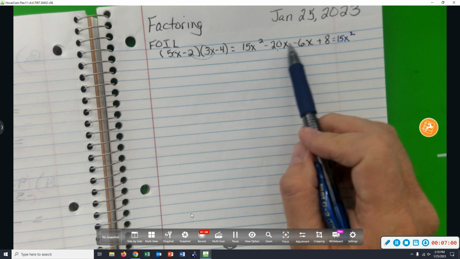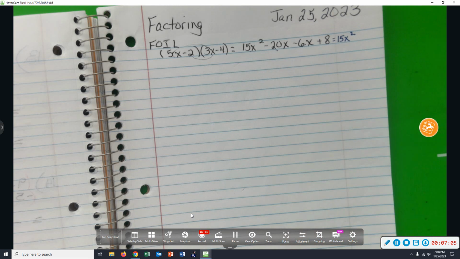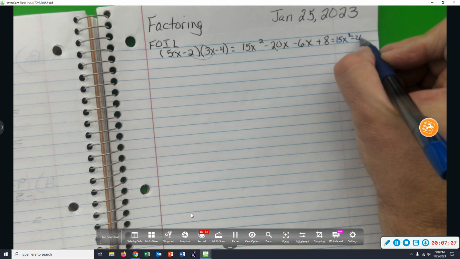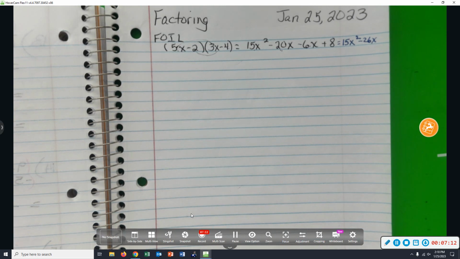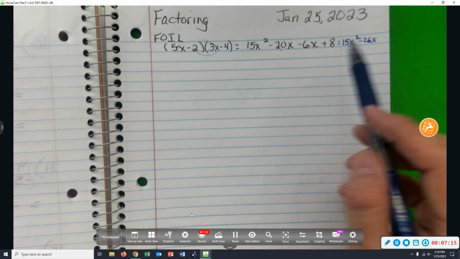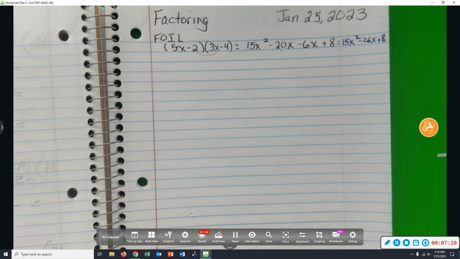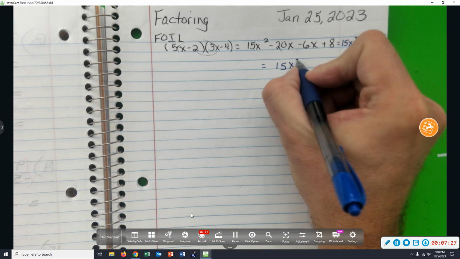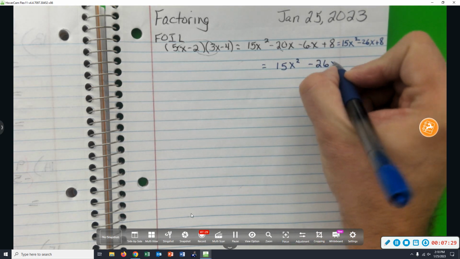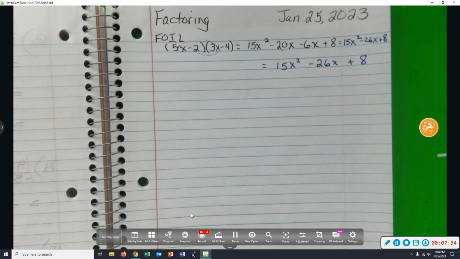We can combine the x terms, negative 20x and negative 6x, negative 20 plus negative 6, negative 26x. I'm writing small to fit it in there, plus 8. You know what? I may as well just write it like this: 15x squared minus 26x plus 8, because I'm going to write some stuff here.